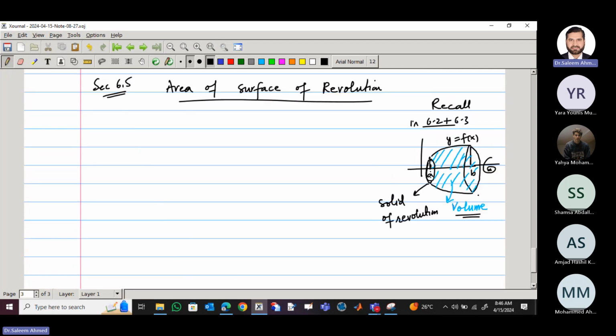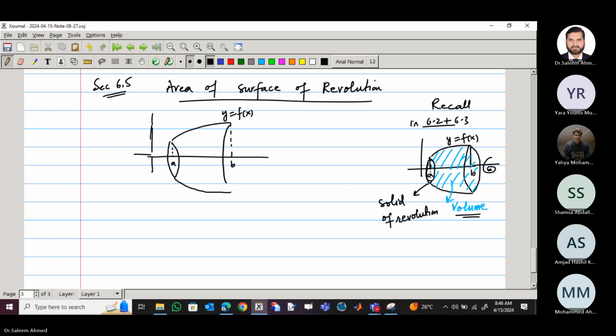But if I do not rotate the area, if I only rotate the curve, not the area from A to B, then I will only get the outer portion, right? I will still get a solid, but just the outer part of it. Inside will not be included, just the outside boundary. So it is the outside of the cup, basically.